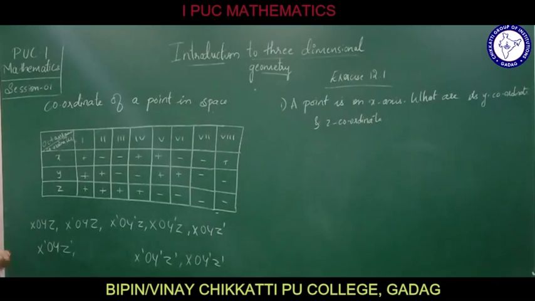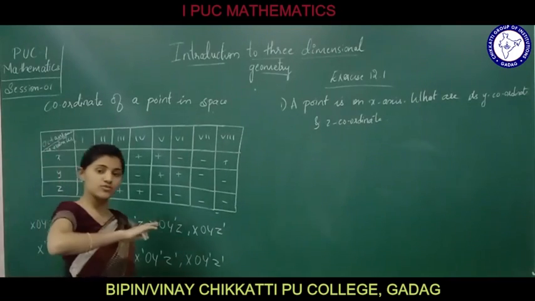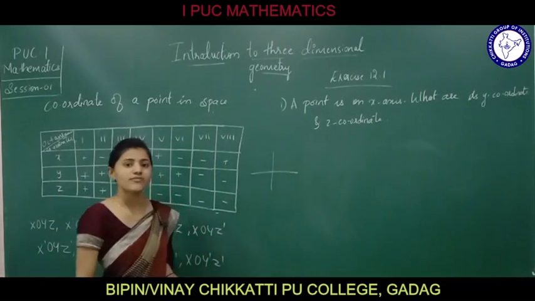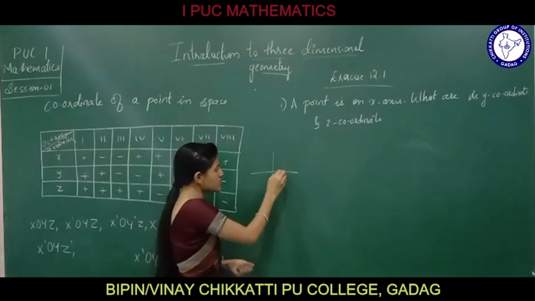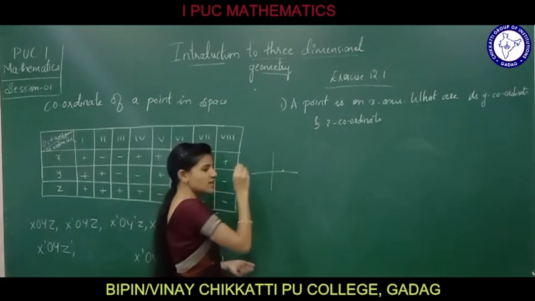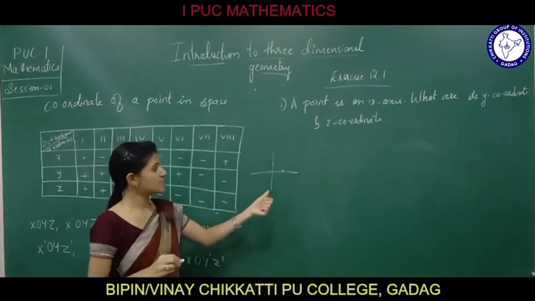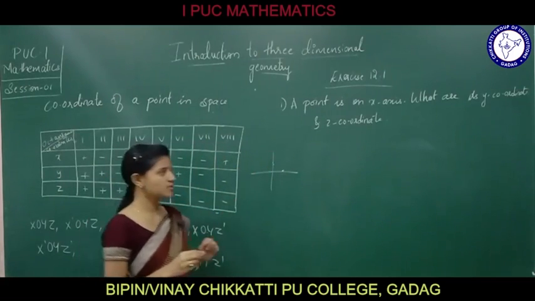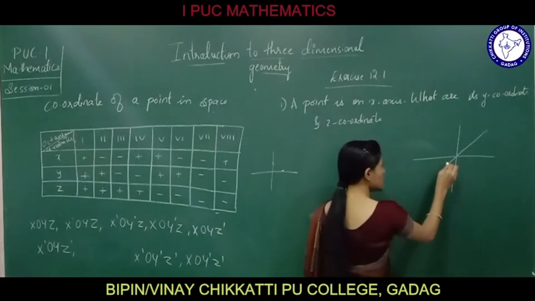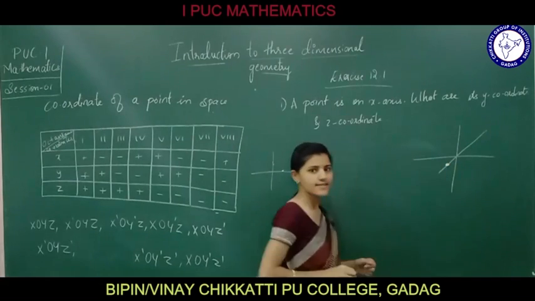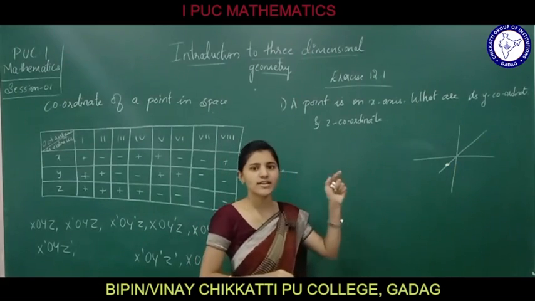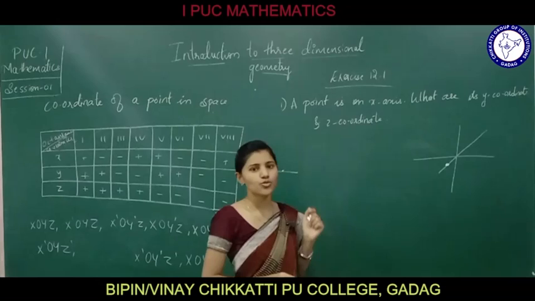It simply means, for example, compare with 2-dimensional geometry. When we used to say that the point is on the x-axis, we used to say that y is going to be 0. The same way, if they have given that the point is on the x-axis, then both the y coordinate and z coordinate will be equal to 0.